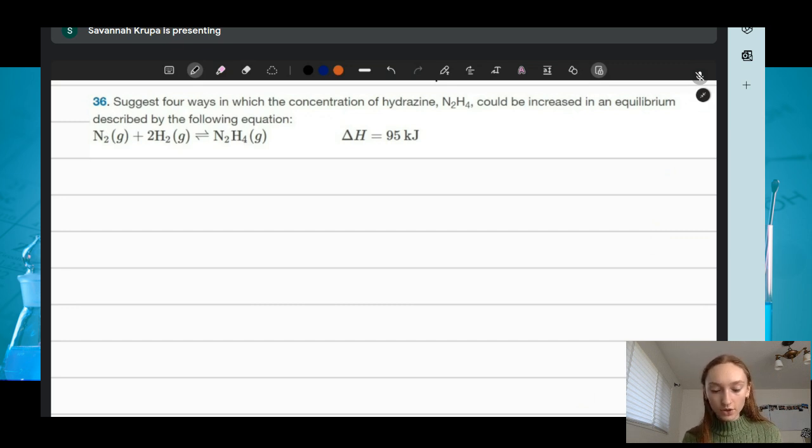Yeah, let's go over this problem. So this one says, suggest 4 ways in which the concentration of hydrazine, N2H4, could be increased in an equilibrium described by the following equation. So we have N2 plus 2H2 goes to the hydrazine. So just looking at this problem, we have 2 reactants and a product, and it also gives the enthalpy for this reaction.